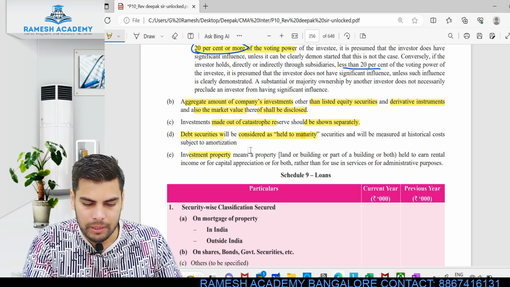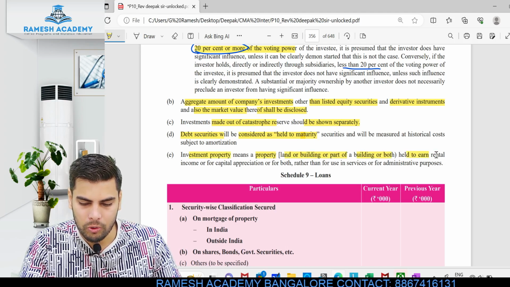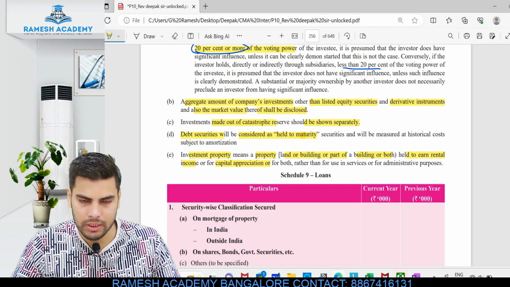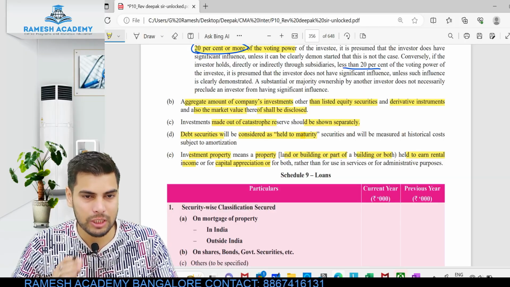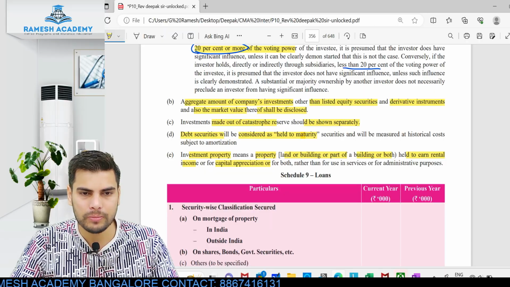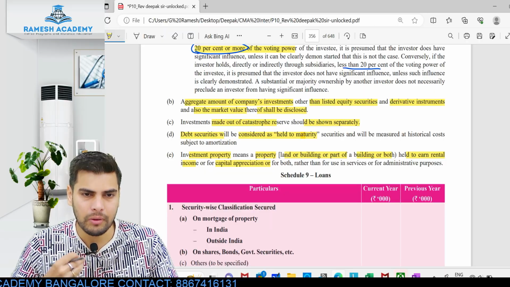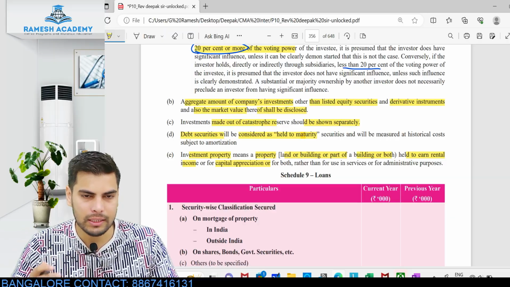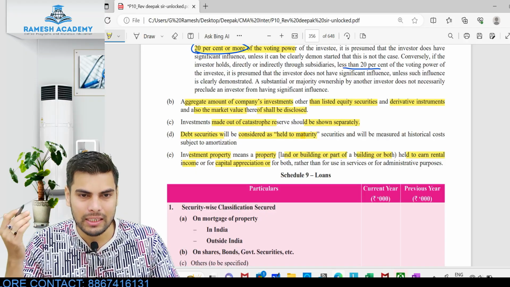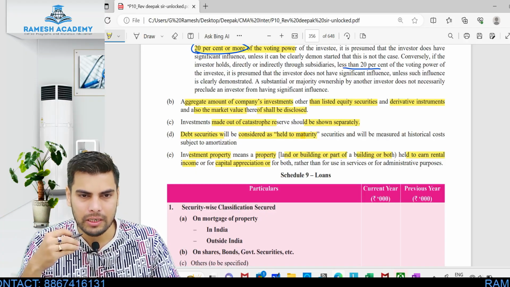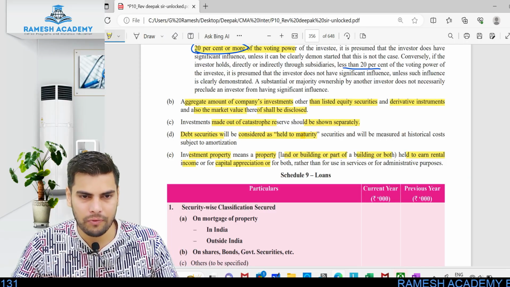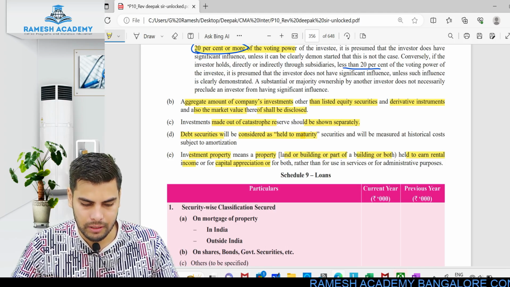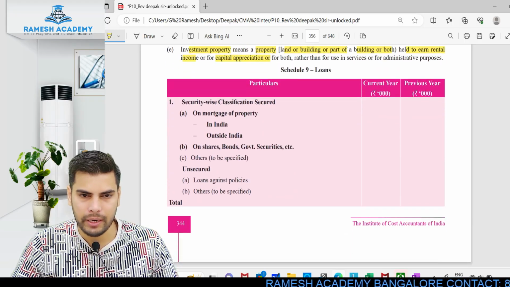Investment property means the property, that is land, building or part of the building or both, held to earn rental income or for capital appreciation. So if I have made any investment in real estate, it would be considered as an investment made in land, building or both. For what purpose? Either for earning some rental income or for capital appreciation. That is, if the value of the property increases after 5 years, I'll be selling it and generating some profit. Clear? So it can be held either for generating revenue in the form of rental income, or for capital appreciation. I don't think there's any doubt pertaining to this schedule number 8, that is investment.